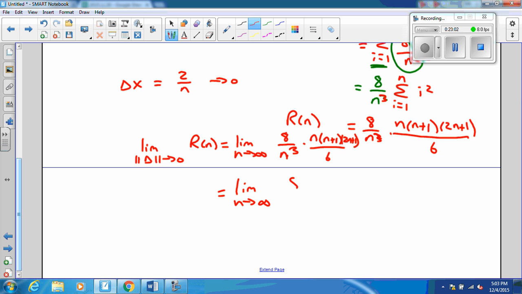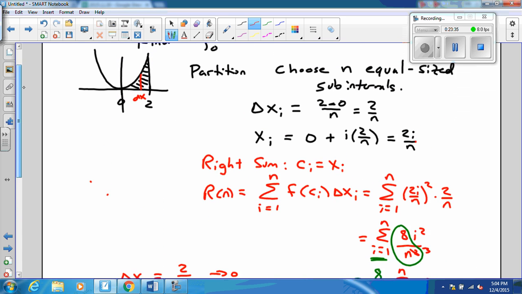And wouldn't you know it, this limit becomes easy to evaluate using n models. Because this is 8 over n cubed, and this is going to be n times n times 2n, or 2n cubed, all of that over 6. And when the dust settles, the n cubes cancel, and I get 16 over 6, which is equal to 8 over 3. And this is the exact area, the net signed area under the curve.